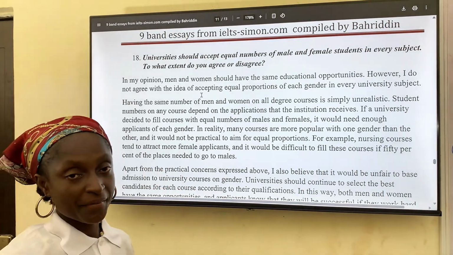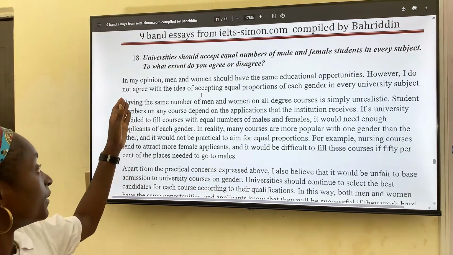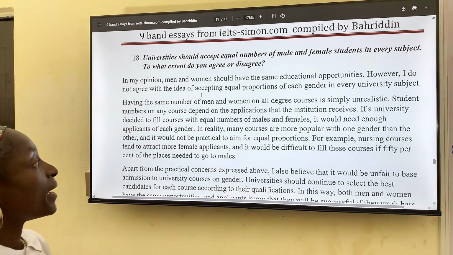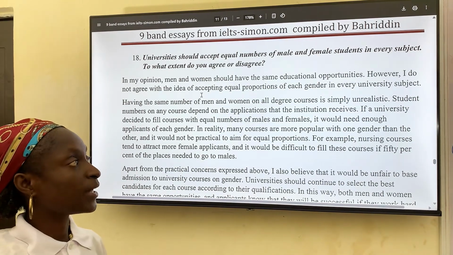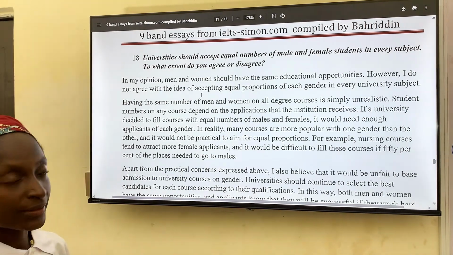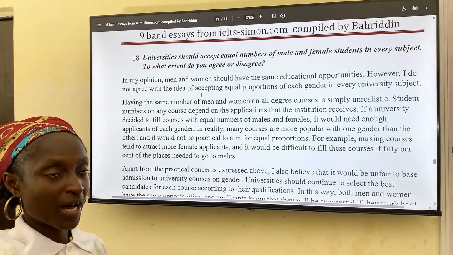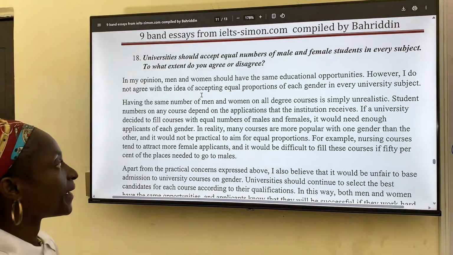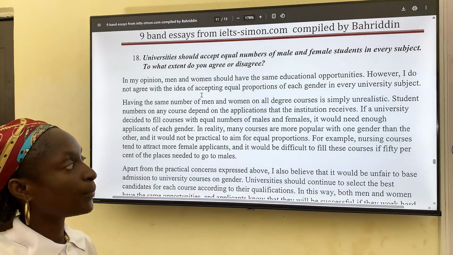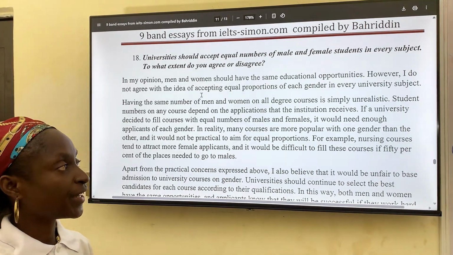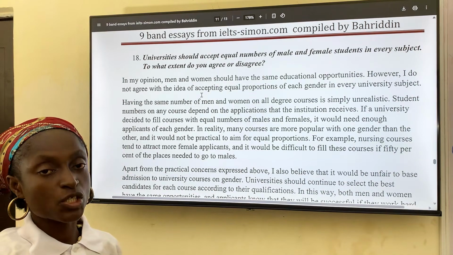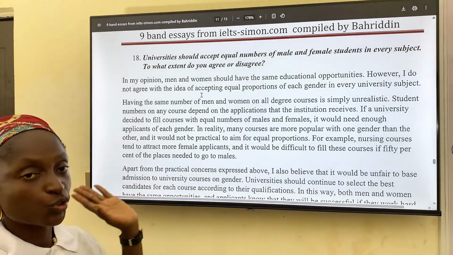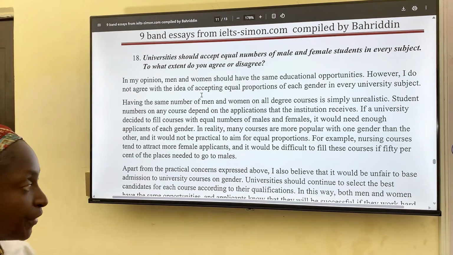So you can begin directly. Like in the case of this write-up, we have, in my opinion, men and women should have the same educational opportunities. That's the direct way of answering. However, I do not agree with the idea of accepting equal proportions of each gender in every university subject. So that's the introduction, just 2 sentences, which is good enough.